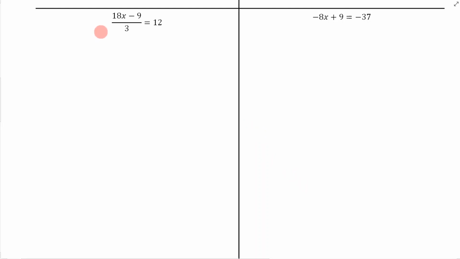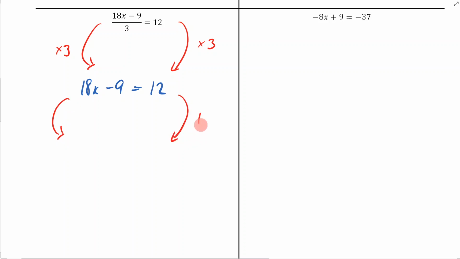So the first thing that I'm going to do is get rid of that 3 in the denominator, and I'm going to do that by timesing both sides by 3. And that means I'm going to end up with 18x minus 9 is equal to 12. Then I'm going to get rid of the 9 on both sides, and I'm going to do that by plussing 9 to each side. So I'm going to get 12.